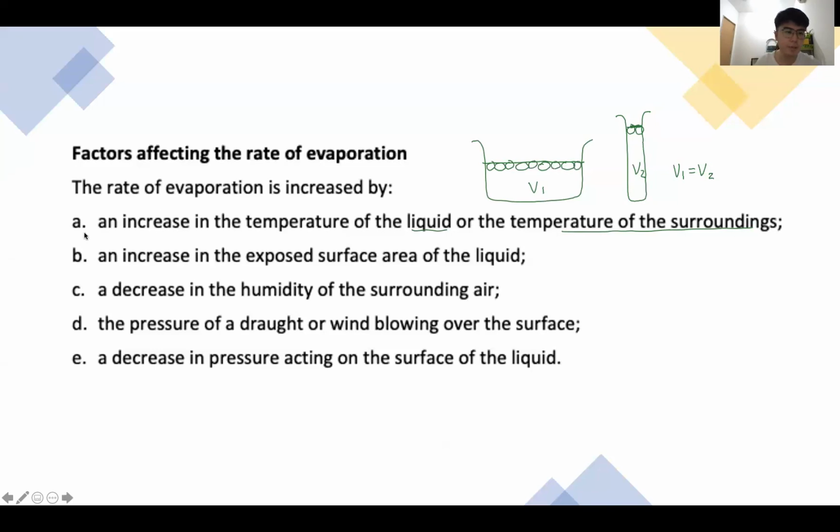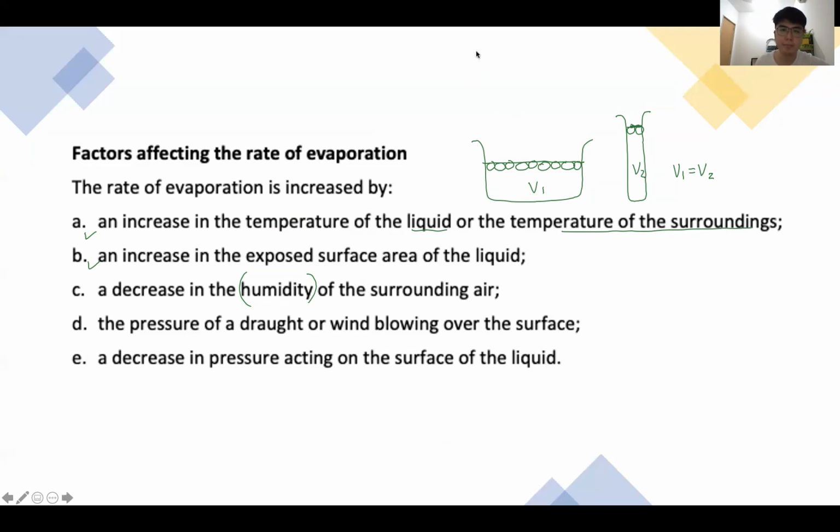Okay, C. A decrease in the humidity. What is humidity? Humidity is how wet the air is, the surrounding air. So if the air is wet, does it speed up evaporation or slow it down? If the air surrounding is wet, then it slows down the evaporation.